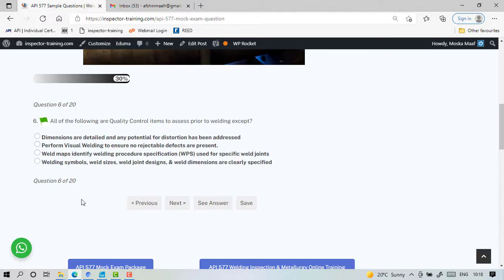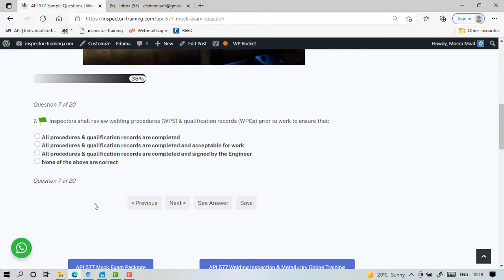All of the following are quality control plan items to assess prior to welding, except: dimensions should be detailed and potential for distortion addressed; perform visual welding to ensure no rejectable defects are present; weld maps identified; welding procedure specification, welding symbols, weld size, weld joints, and weld dimensions are clearly specified. So because it says prior to welding, and here it says perform visual welding, that is after or during the welding inspection, not prior to welding. So please read the question clearly, completely, and make sure you understood what the question is about.